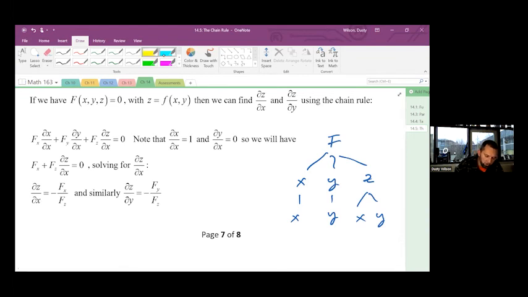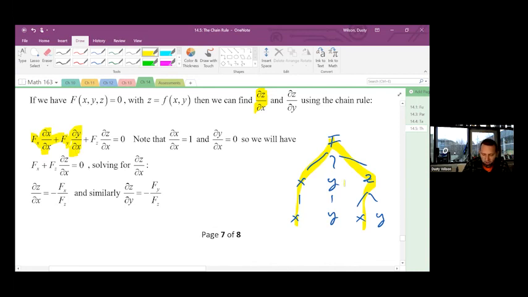So if we want to find the partial of z with respect to x, then we're simply going to have the partial of big F with respect to x times the partial of x with respect to x. Remember, that's going to be 1, plus the partial derivative of f with respect to y times dy dx, or partial derivative of y with respect to x.